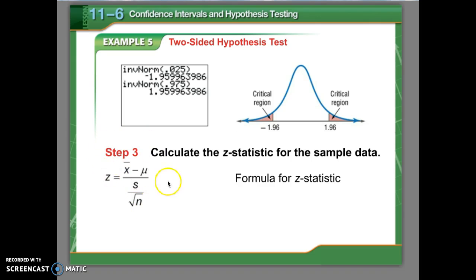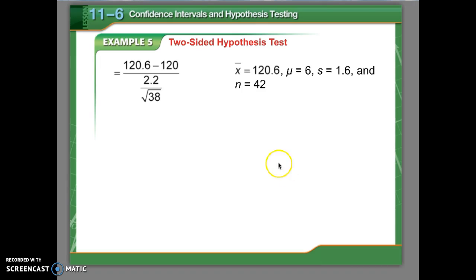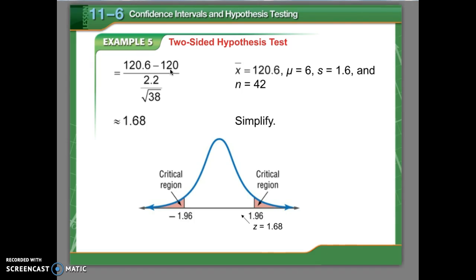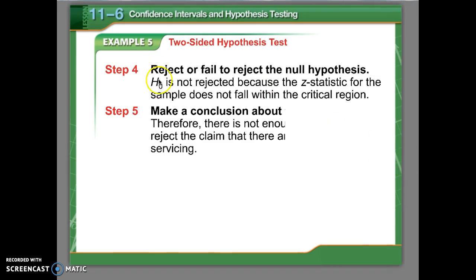So we're going to go through our z formula and plug in the data that's been given to us. Our sample mean was 120.6. The claim was 120 for the population mean. The sample standard deviation was 2.2 and the sample size was 38. When you simplify all this down, you're going to get 1.68. And notice again this time that 1.68 is not greater than 1.96. So that means we are going to fail to reject. We are not going to reject the null hypothesis. H naught is not rejected because the z statistic for the sample does not fall in the critical region.